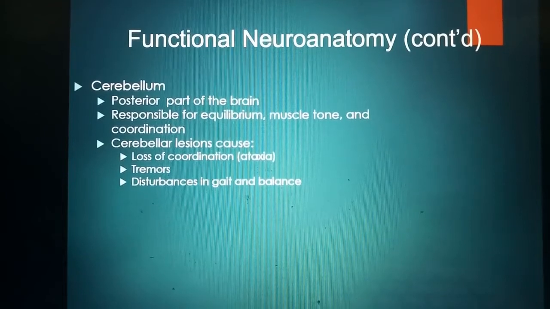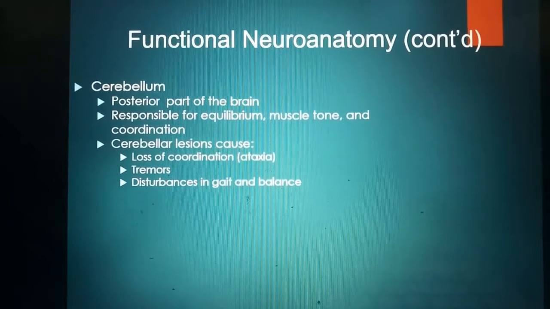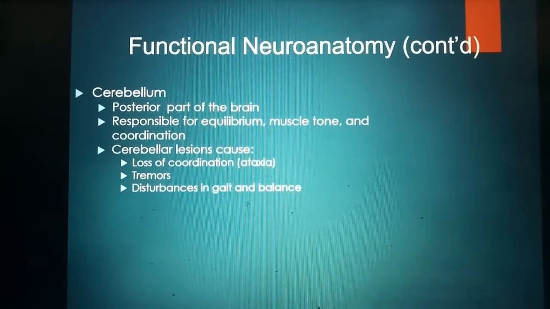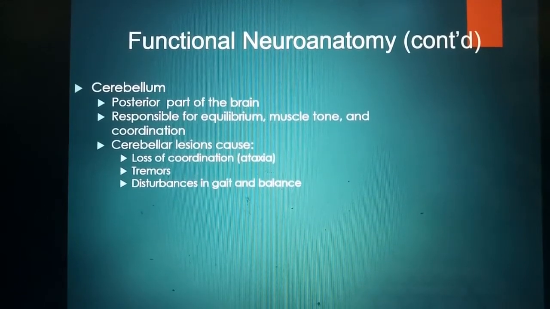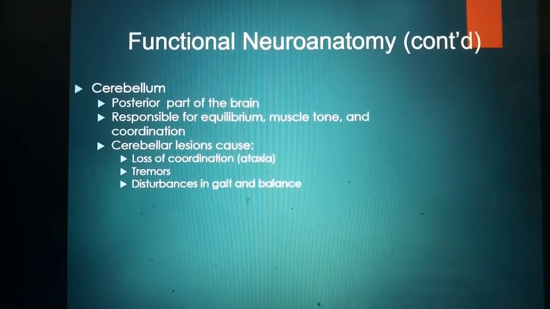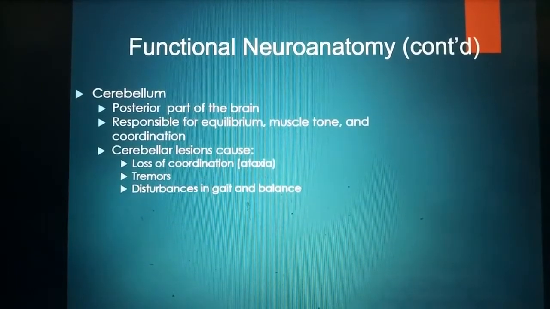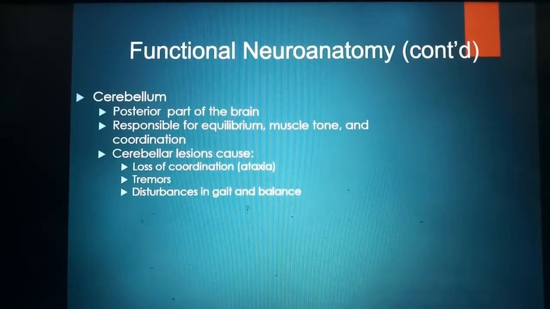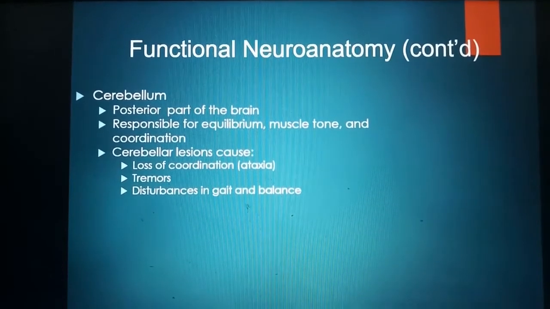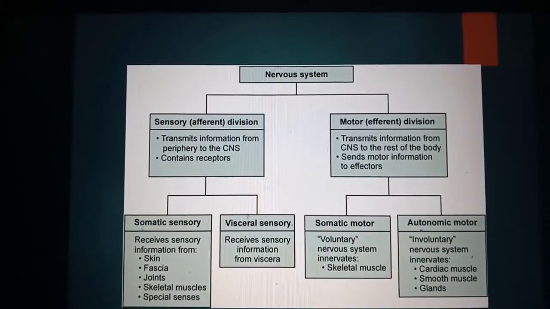Okay, they have ataxia, they do not have control over their movement, and they have problems of muscle tone and coordination. So if you tell a person to touch their nose with the fingertip, they will not be able to do it if the cerebellum is affected. So when cerebellum is affected, it causes loss of coordination, also called ataxia. It causes tremors, it causes disturbances in gait and balance, as I already told you. So here we see what I have already told you.